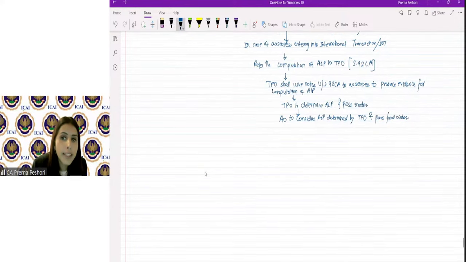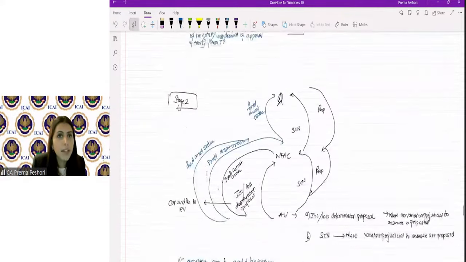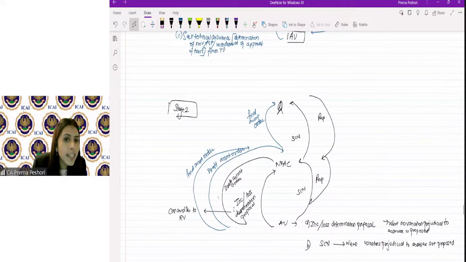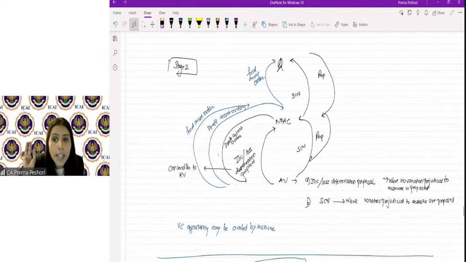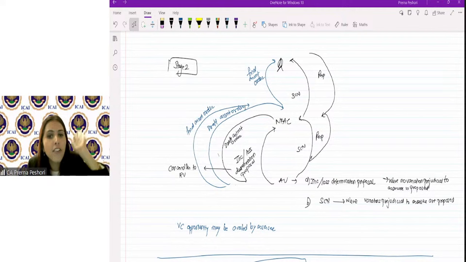Now, this order which is passed by the AU: if you remember, I told you that the AU will first send the income or loss determination proposal to the NFAC in case there are no variations proposed to the assessee's income. Right? What will happen if there are no additions proposed? The income or loss determination proposal will be given when no variation prejudicial to the assessee is proposed. Then the assessment unit will prepare this proposal and share it with the NFAC.